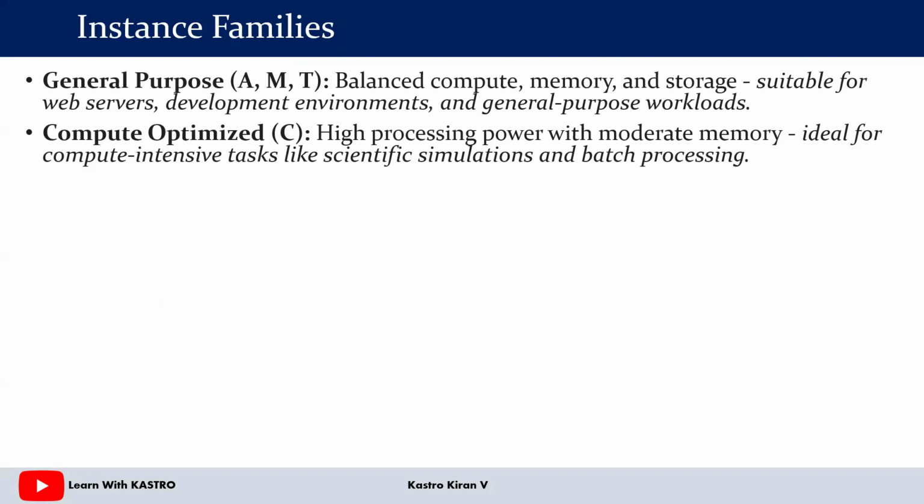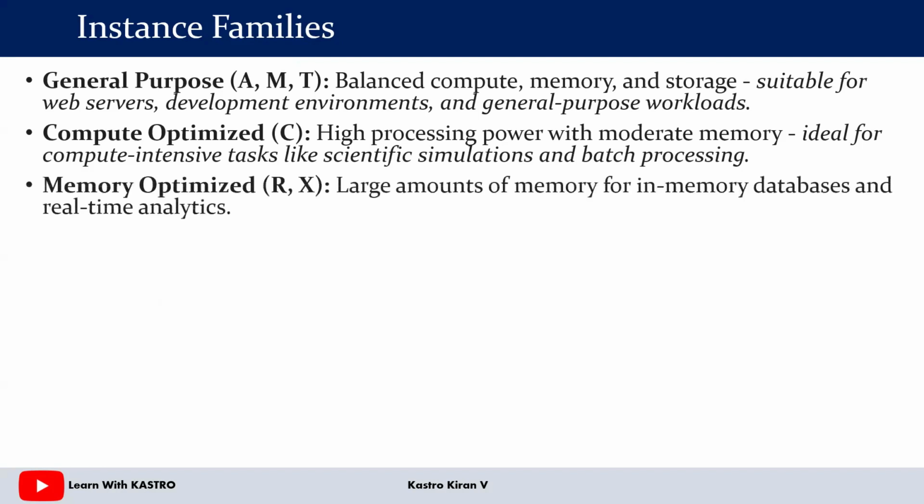And these are most useful when you are working with scientific simulations or batch processing. Suppose you are working with some machine learning algorithms. You want to do something like regression analysis or random forest algorithm analysis. In these cases, you need high compute based instances, so you can use compute optimized instances. The compute optimized instances have moderate memory, but their processing is very fast. That's called compute optimized instances.